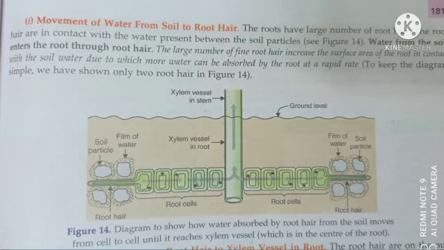From the above discussion, we conclude that water containing dissolved minerals from the soil enters the plant through its root hair. From root hair, water moves from cell to cell in the root till it reaches xylem vessel in the center of the root. And then from the xylem vessel in root, water moves upward to the xylem vessels in stem, branches and leaves.